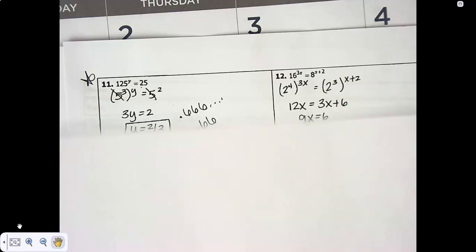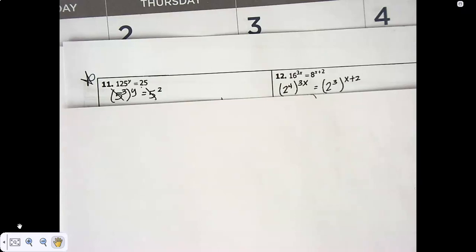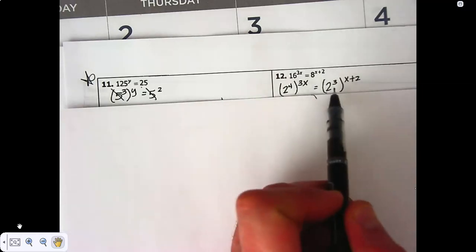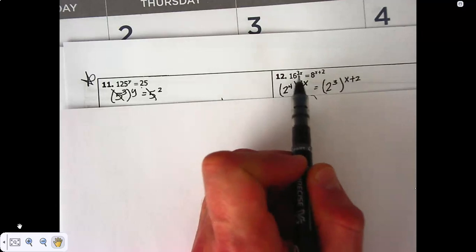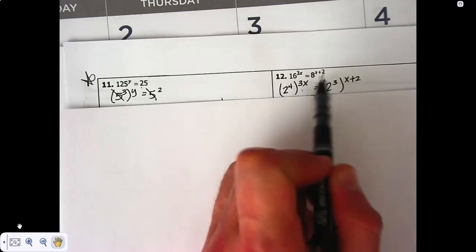All right, going on to number 12. I have 16 to the 3x power equals 8 to the x plus 2. Both of these numbers are even, so automatically I'm going to try to go for a base of 2. And I have that here. 16 is 2 to the 4th power, which I'll put in parentheses, and 8 is 2 to the 3rd power, which also goes into parentheses. The stuff that was outside the original exponents come outside of the parentheses.